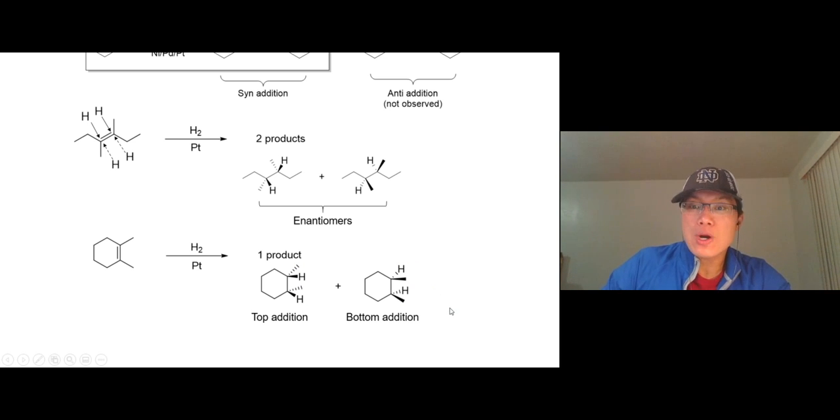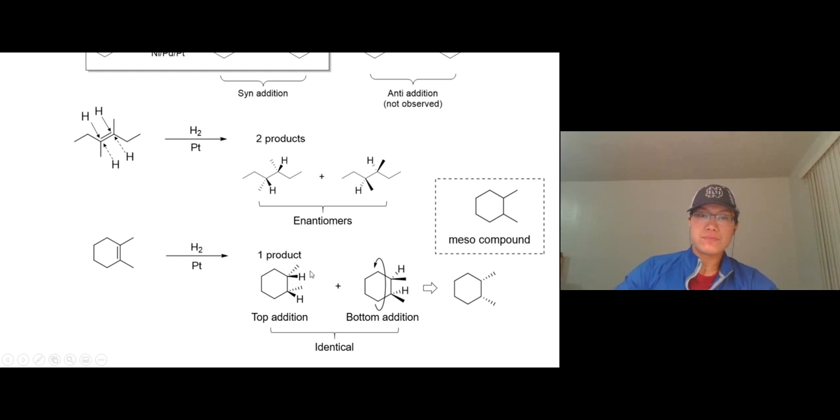All right, these two are actually identical. If I flip this 180 degrees, this guy is exactly the same. They are identical. The product is actually a meso compound. Okay, so watch out for the symmetry as well.